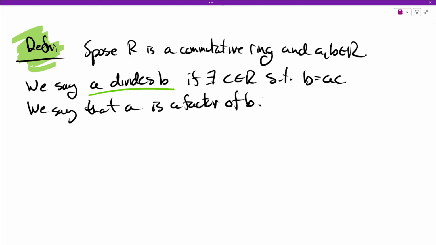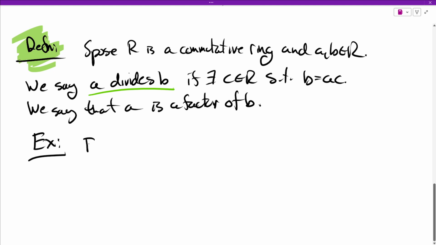Later in this section, we're going to look at a particular domain, the polynomial ring over a field, and we're going to see a lot of the same things that happened with the integers happen with that domain. So this is our definition, and let's do an example.